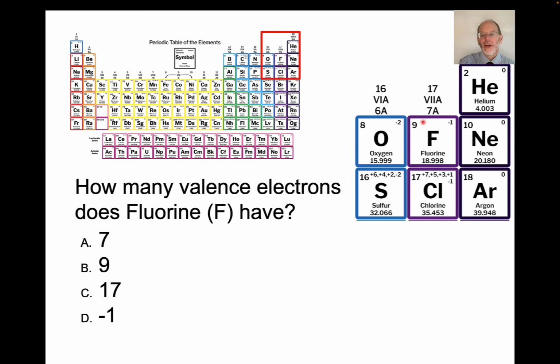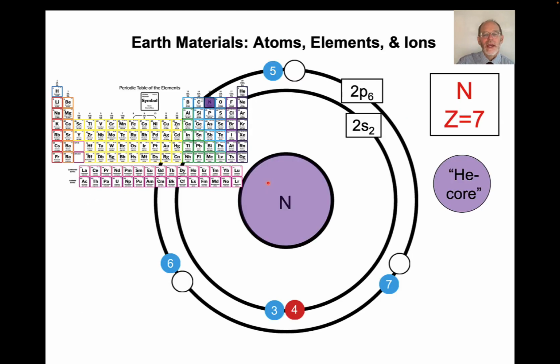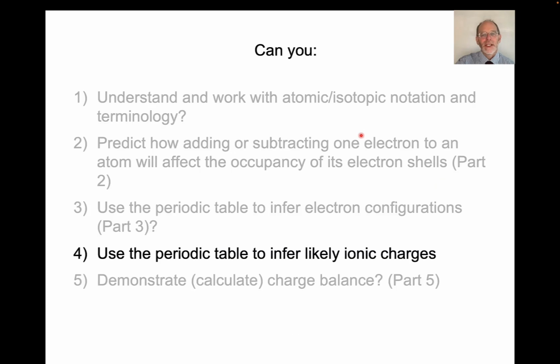So now let's look at fluorine. Fluorine sits over here. It's in the 7th column. How many valence electrons do you think fluorine has? The answer here is 7. If we compare fluorine to nitrogen, we would see that fluorine has 2 more electrons, 1, 2, and if we counted up the electrons in shell 2, we would find that it would have 7. So at this point, I hope you'd be able to use the periodic table to infer likely ionic charges for some common elements.